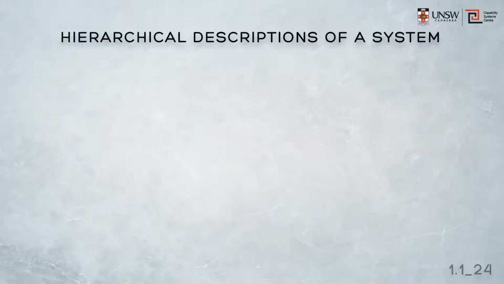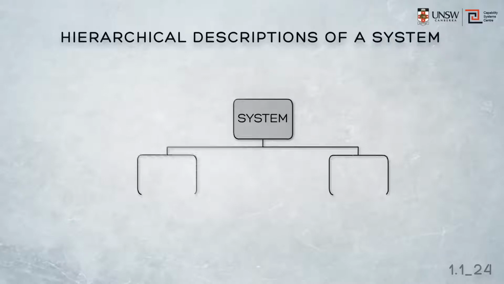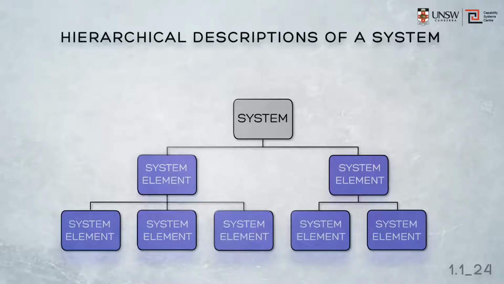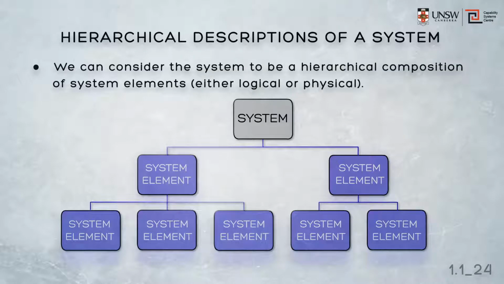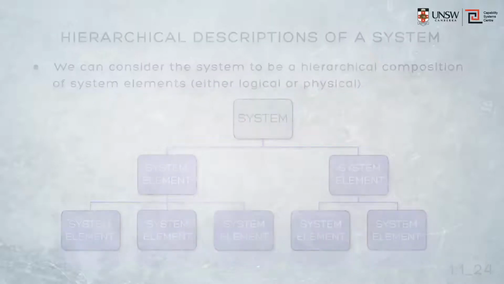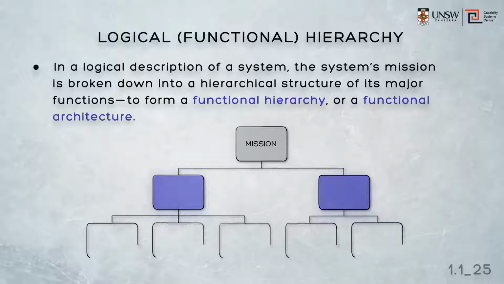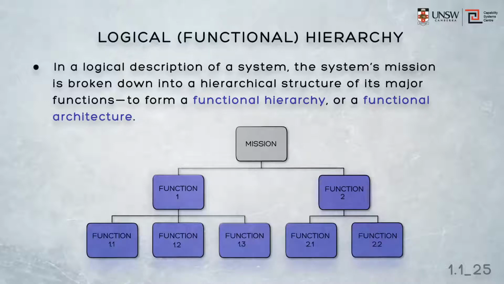We saw earlier that a system can be defined as the combination of system elements which interact to achieve a defined mission. Now, since each of these system elements will need to perform functions that have been allocated to it so it can contribute to the system's mission, we can consider a system to be a hierarchical composition of system elements. In a logical description of a system, the system's mission is broken down into a hierarchical structure of its major functions. The logical description or architecture is therefore often called a functional hierarchy or a functional architecture.